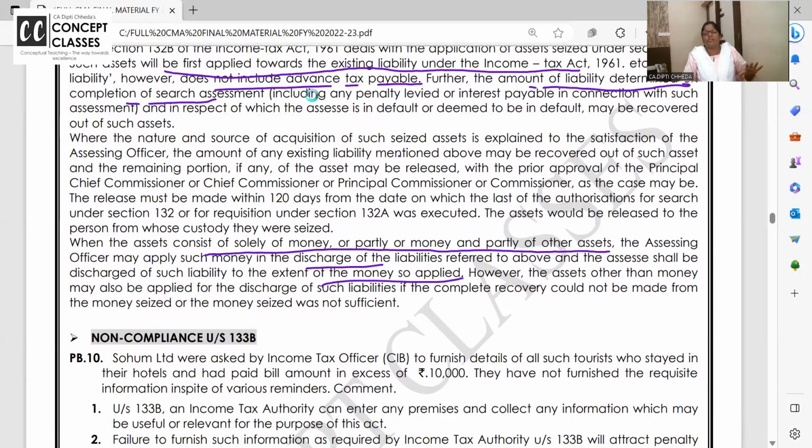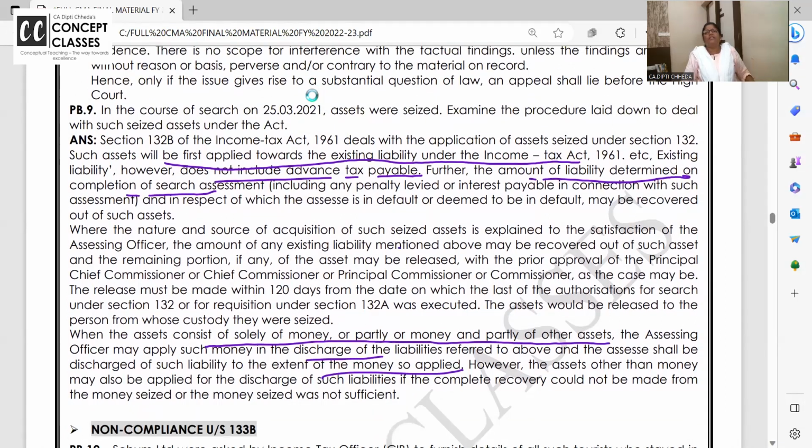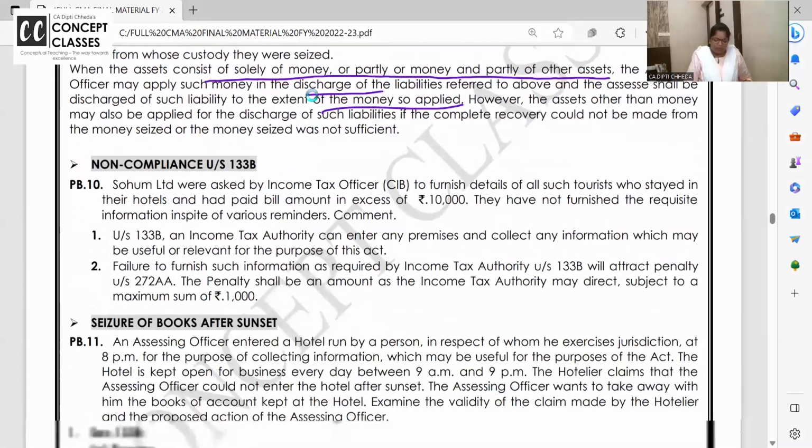This is all the procedural part, dear students, which we have already discussed. Keep studying at home, and whenever you feel, click the picture, send me your doubt. I'll clear it with voice note.